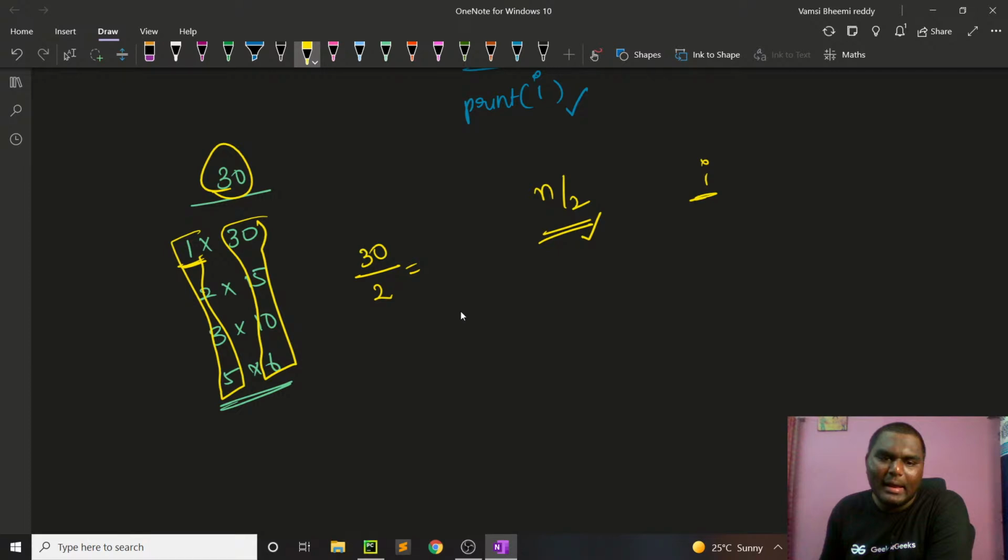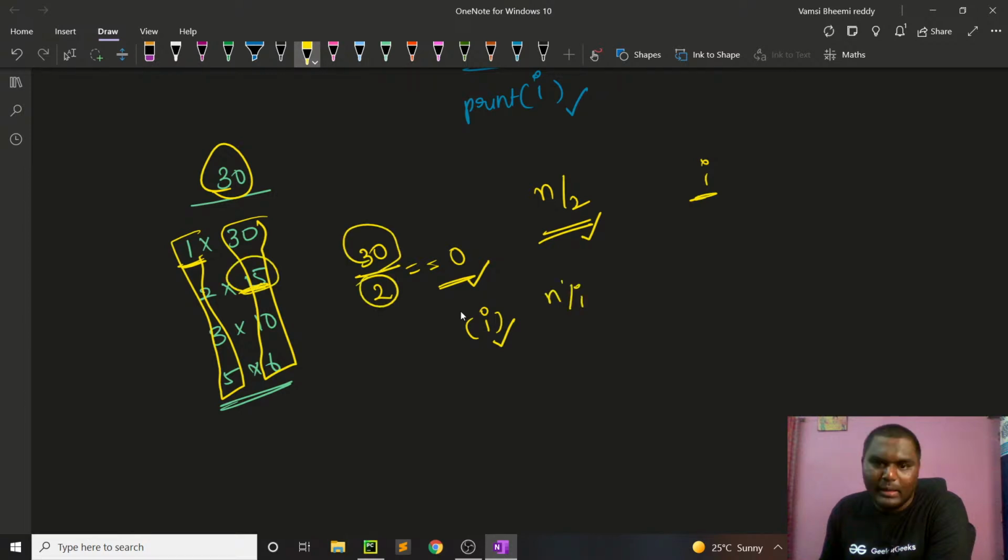Now out of this, how can I find the 15? Can I find this 15 by using these two numbers? Yes, you can. So it will be something like n floor division by i. If I write like this, I will get all the divisors of a given number, right?